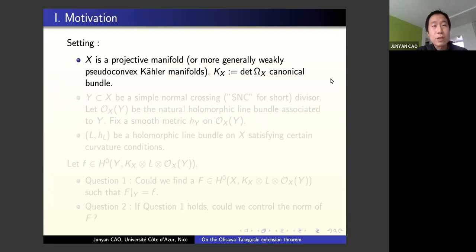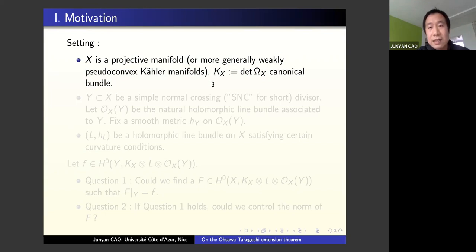To begin with, I would like to first explain the motivation of our work. In our talk, we always suppose that X is a smooth projective manifold. In fact, for most of our results, it can be proved in a much more general setting, but for simplicity, we just assume that X is projective.